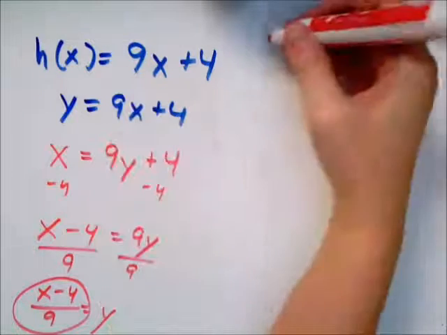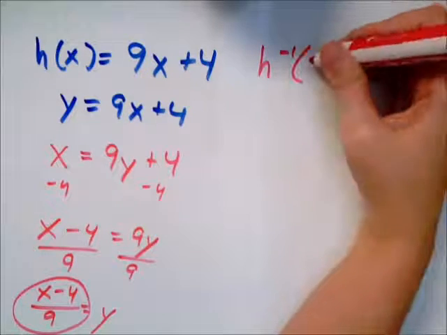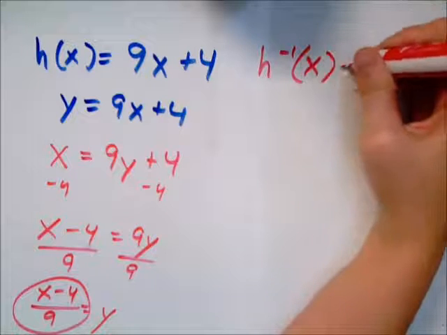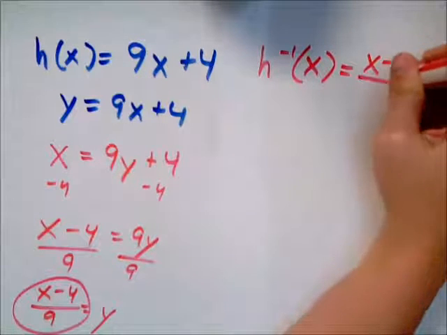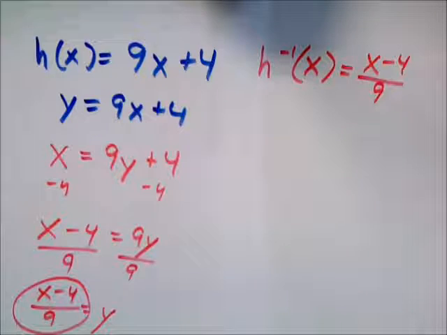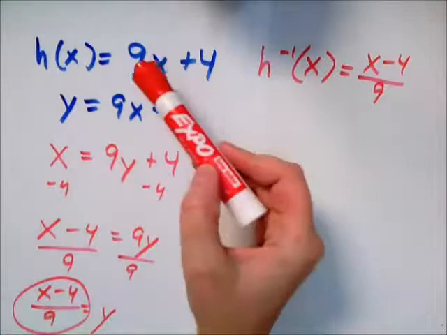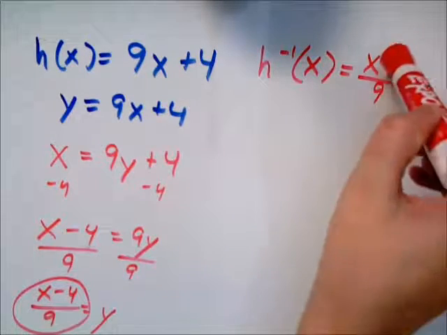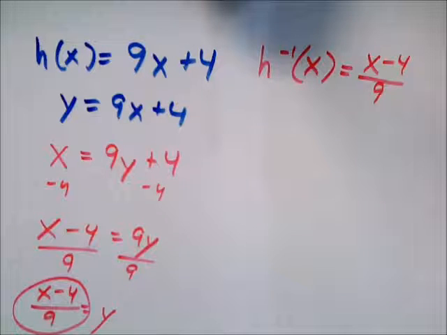So if this was h, this is the inverse. And you can kind of see how it's doing the opposite. If this was times 9 plus 4, this is minus 4 divided by 9. It does the opposite thing, and it does them in the opposite order.